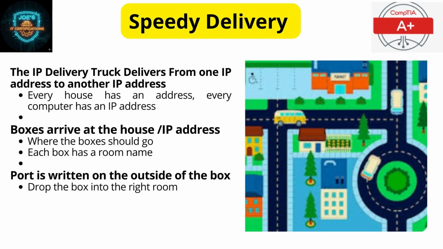TCP and UDP work in a similar way, but instead of writing the name of the service or the room on the box that's being received, instead we're using something called a port number. So instead of having a room name, you instead have different services, and each service is assigned a particular number. These port numbers allow the incoming data to know exactly where that information should be sent so that it's processed properly by the appropriate application.